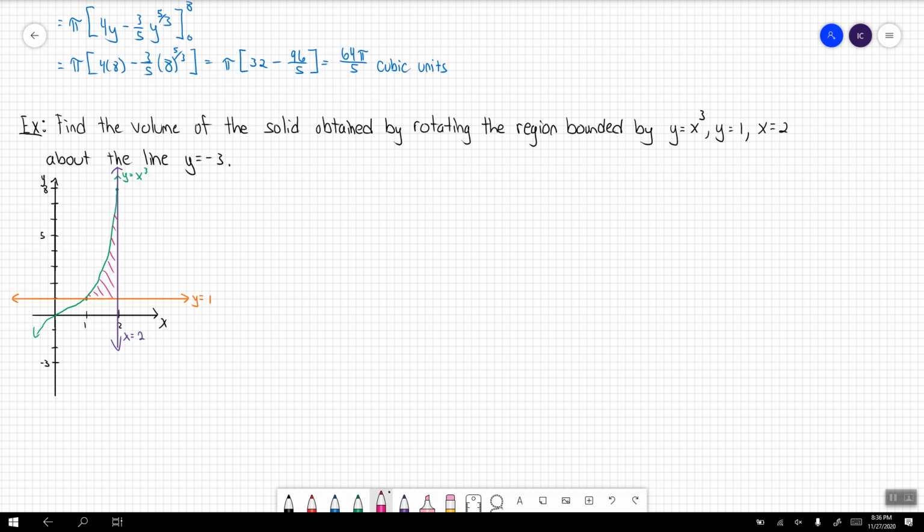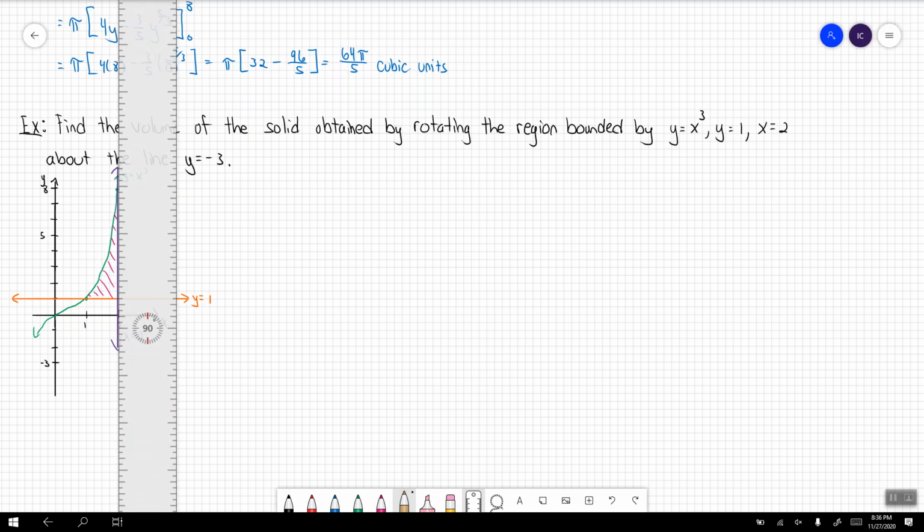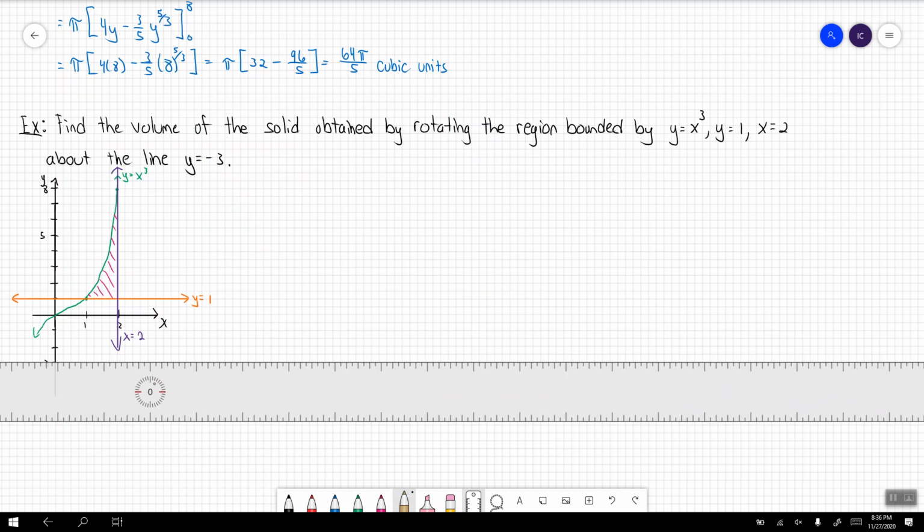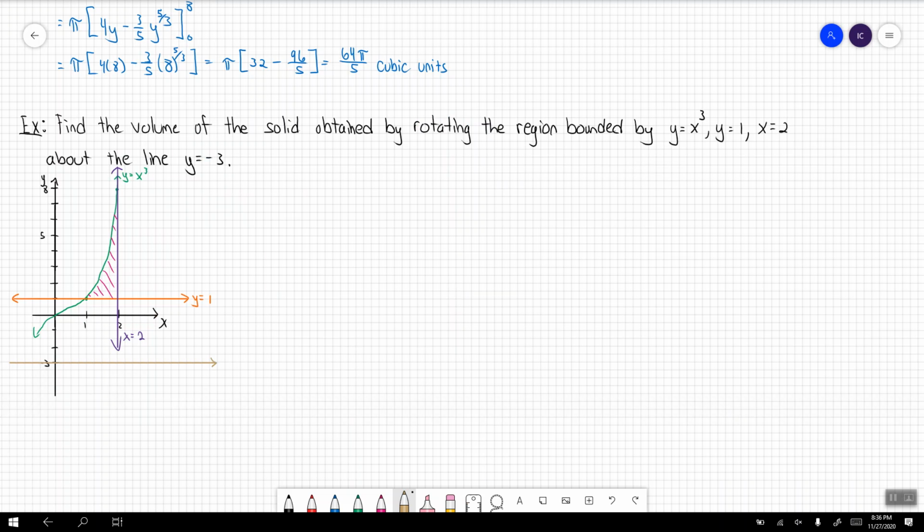That is the region that we're going to rotate, and more importantly, we're going to rotate that region about the axis that is y is equal to -3. So y is equal to -3 axis. Let's go ahead and jot that down. -3 right down here. There we are. So this is the axis that we will be rotating along. Y is equal to -3.